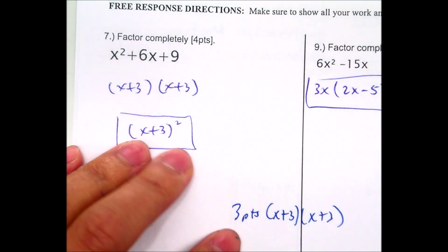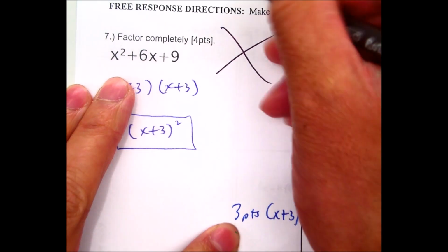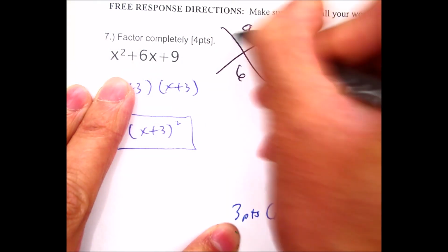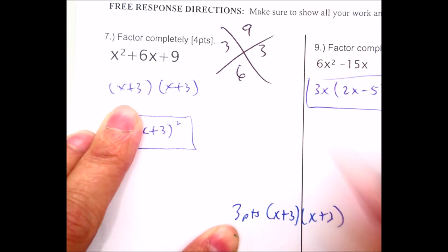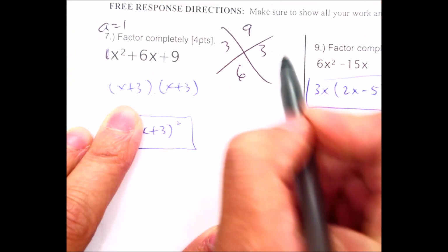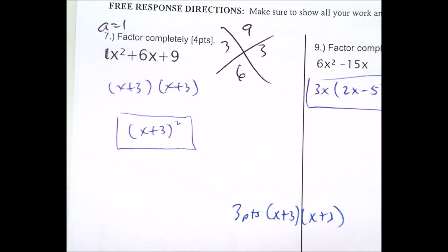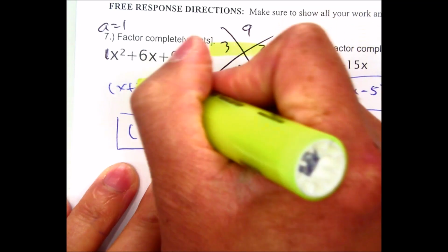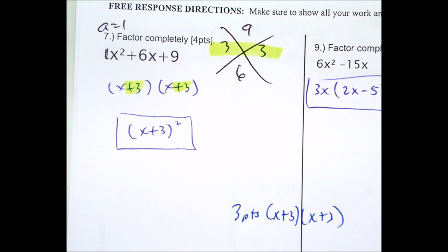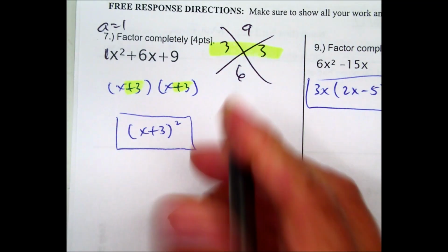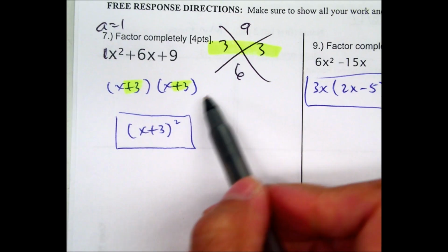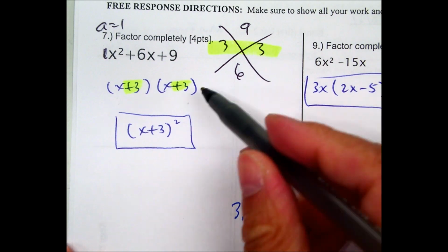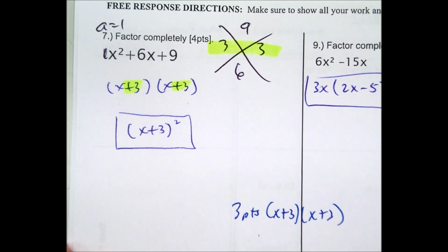If you did your X box here, you'll get 9 and 6, and those numbers are 3 and 3. And you'll notice that if your A value is equal to 1, then you only need to do this, and the two numbers that you find actually are here and here. Now, if you have binomials that are exactly the same, you just write them x plus 3 to the power of 2. If you wrote them as x plus 3 and x plus 3, that's not simplified enough. I gave you 3 points.